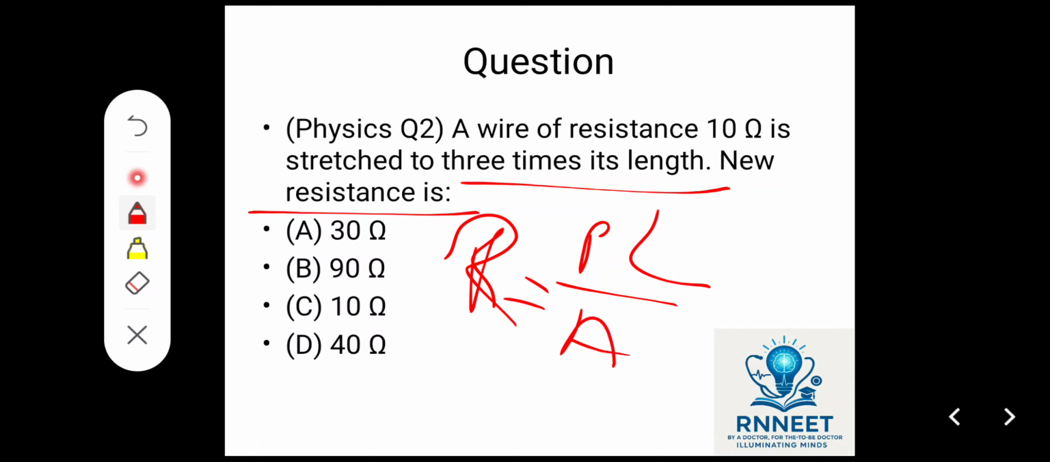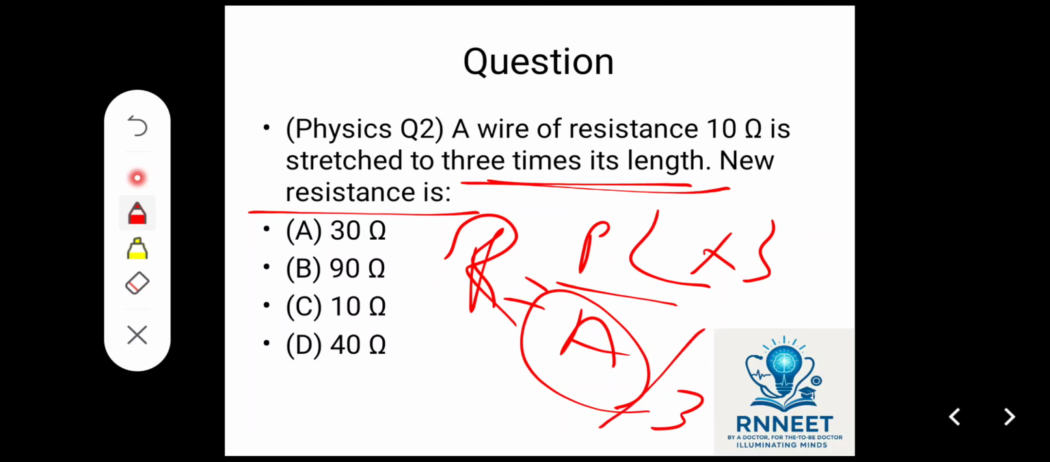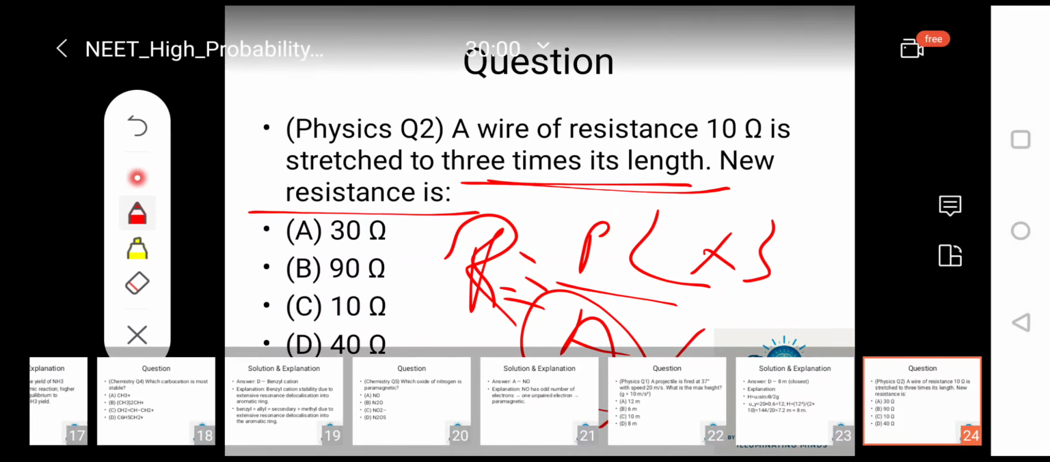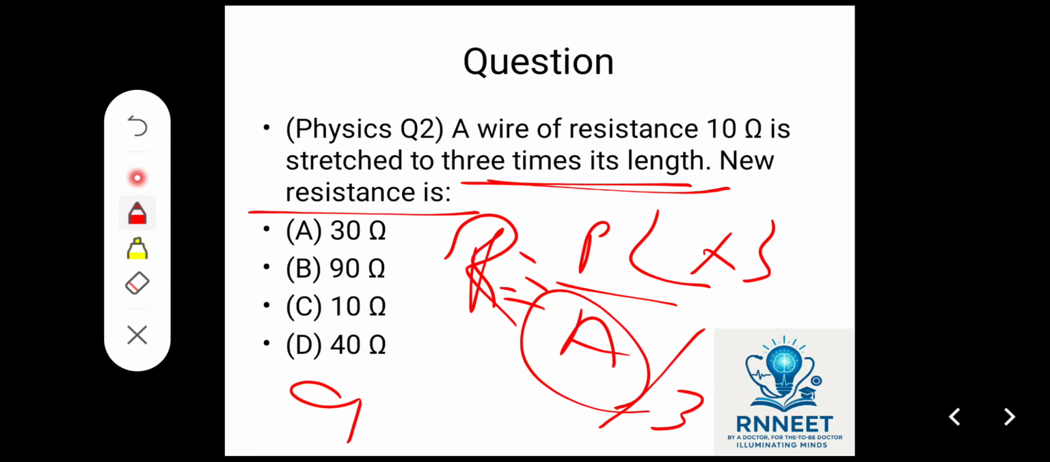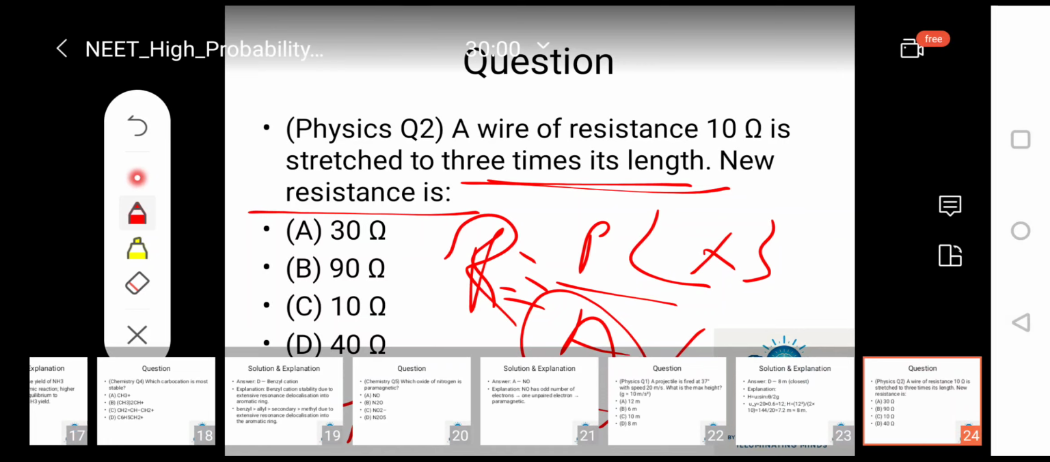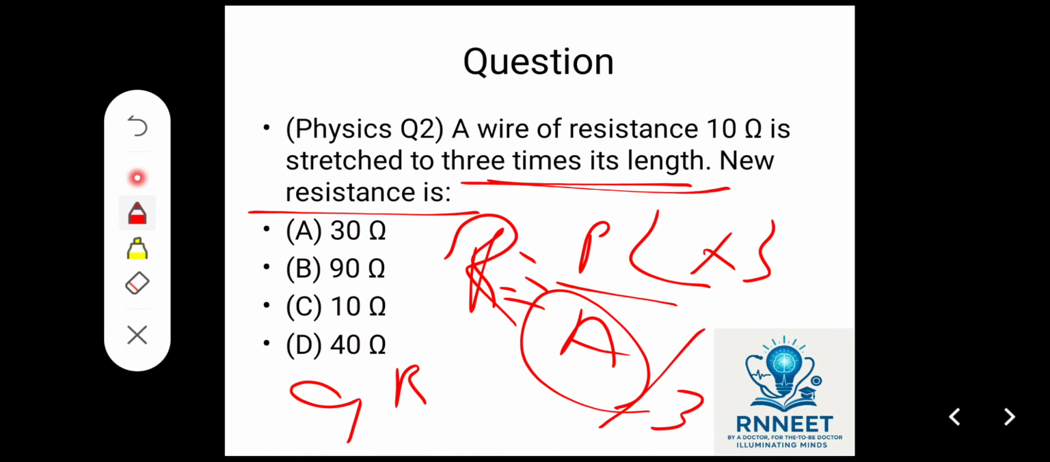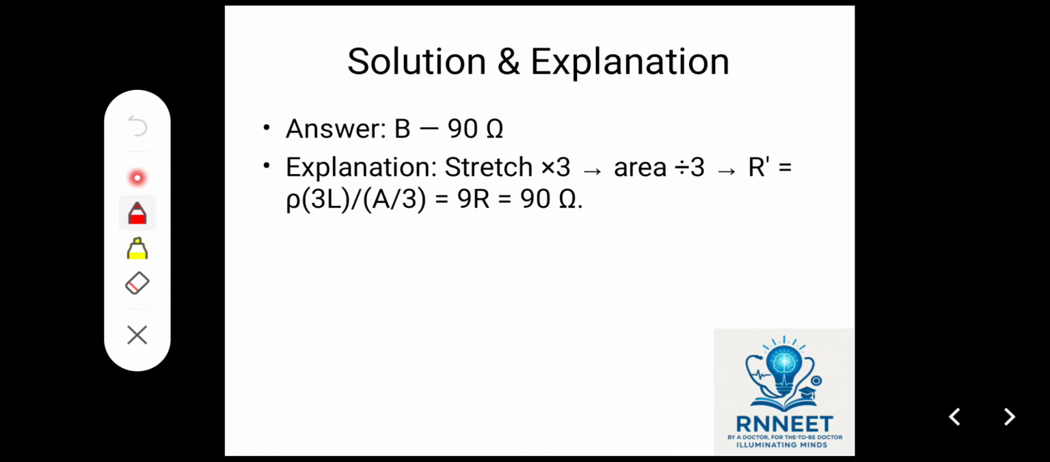The resistivity into length by area. So you have 2 parameters here, length and area. You know, when you stretch a wire by 3 times, what is happening? The length will increase by 3 times, and what will happen to the area? Because the volume of the wire is going to be the same, the area is going to be divided by 3. So therefore, what is going to be the new resistance? Rho L into 3 divided by A by 3 is going to become 9 rho L by A. So 9 times the original resistance. So 9R. So if the original resistance is 10, the answer has to be 90. Simple way, right?